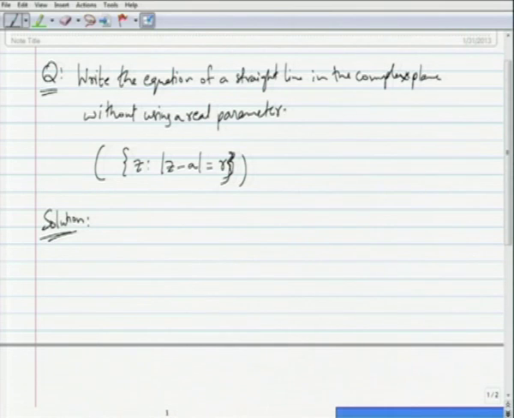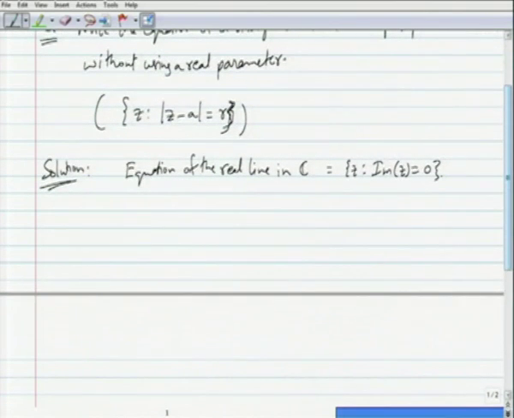What we can do is, I will first give you the equation of the real line in the complex plane. The equation of the real line in C is basically the set of all z such that the imaginary part of z is equal to 0, right. So, it is a real number. So, this is what I am looking for.